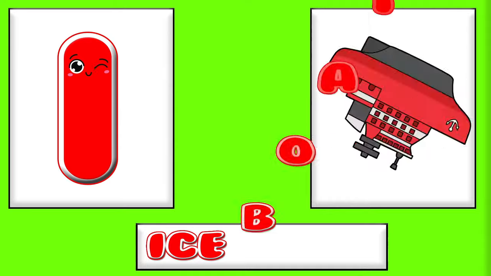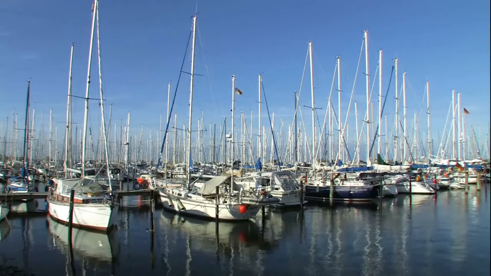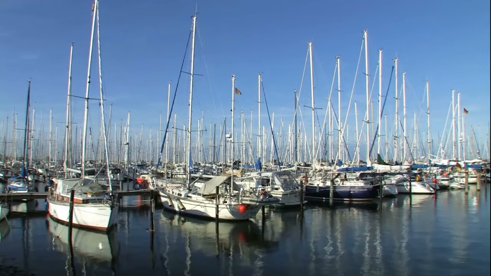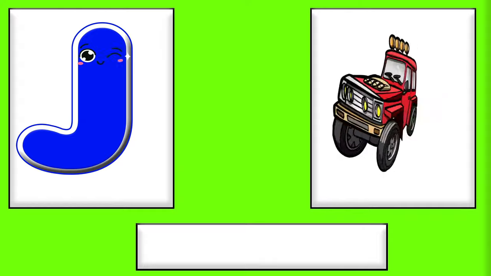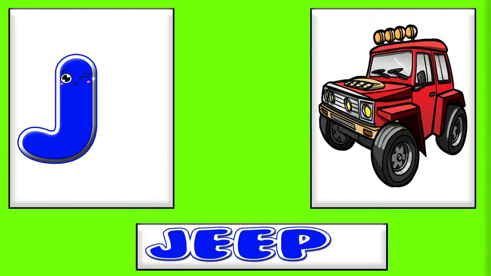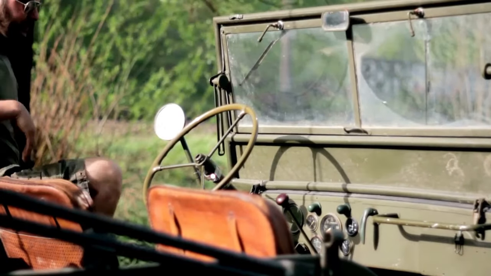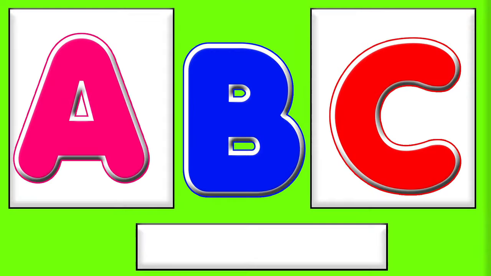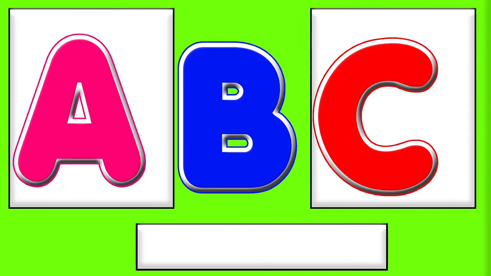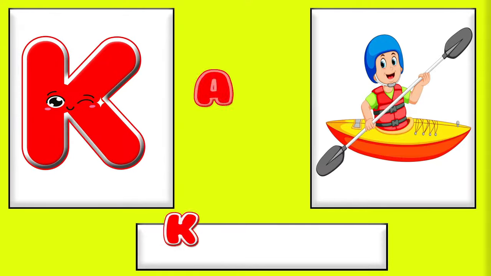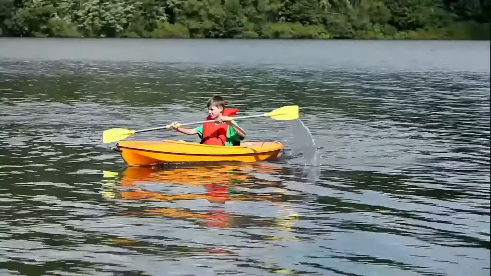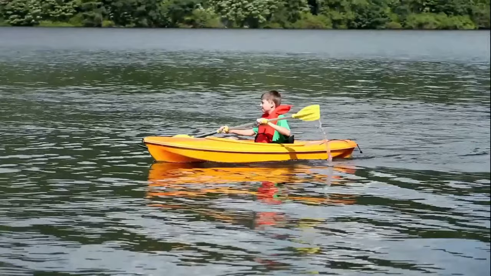I is for ice boat, i, ice boat. J is for jeep, j, j, jeep. K is for kayak, k, k, kayak.